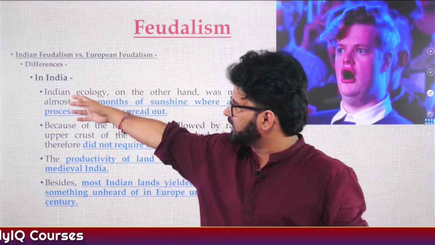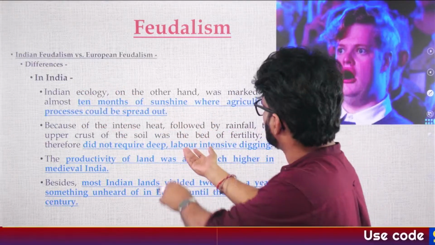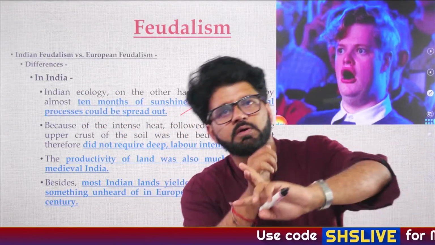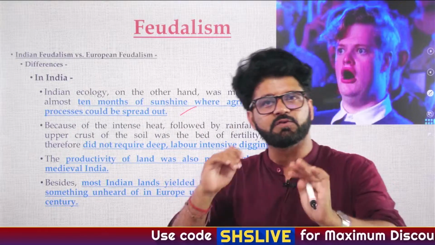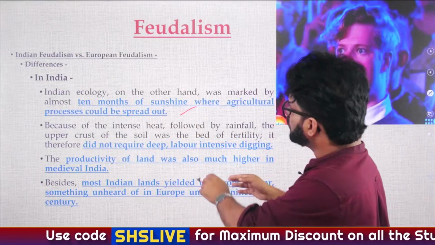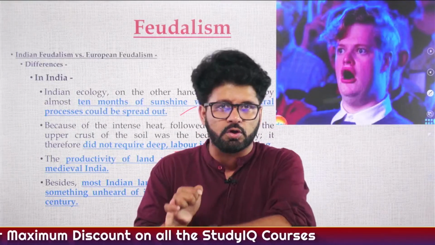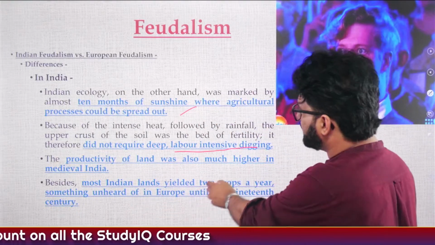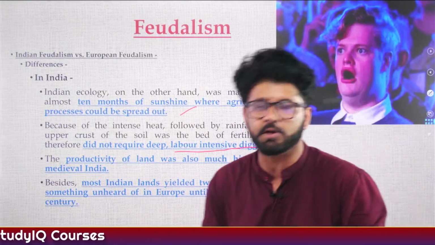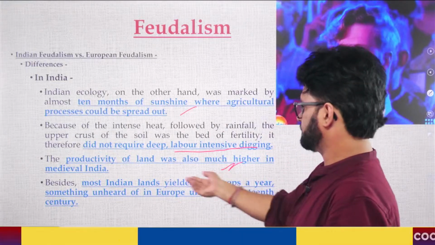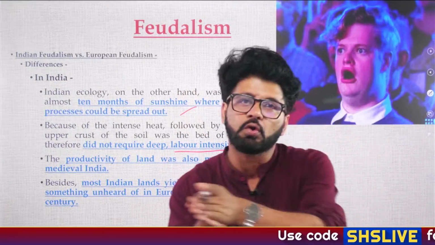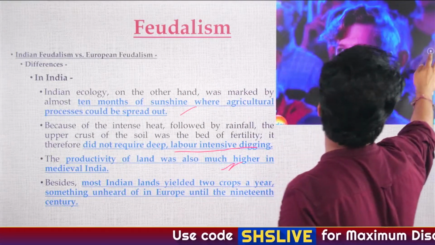And then we have seen the differences. In India, we have almost 10 months of sunshine, we can grow Rabi crops and Kharif crops. In some areas, you have 12 months of sunshine. So you don't require deep labor-intensive digging. You don't need to put too much pressure on your peasants or serfs, so productivity of land is also much higher in India as compared to Europe. So that's what they are writing, how Indian feudalism is different from European feudalism.